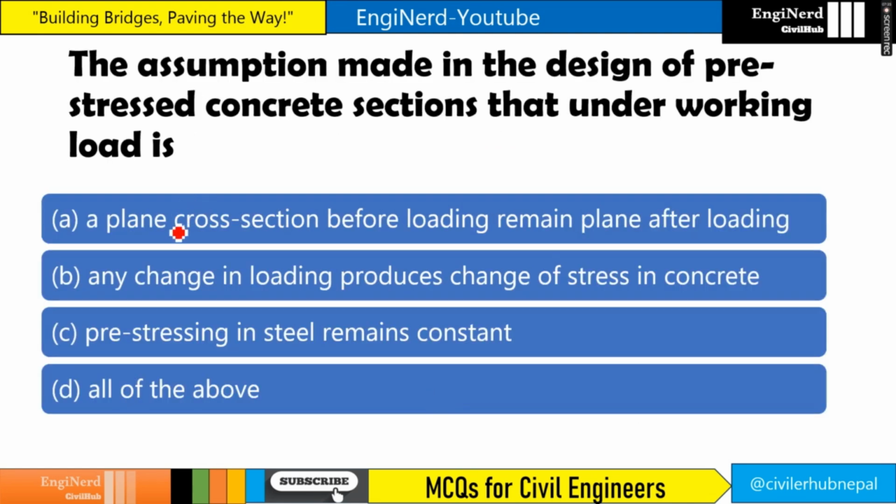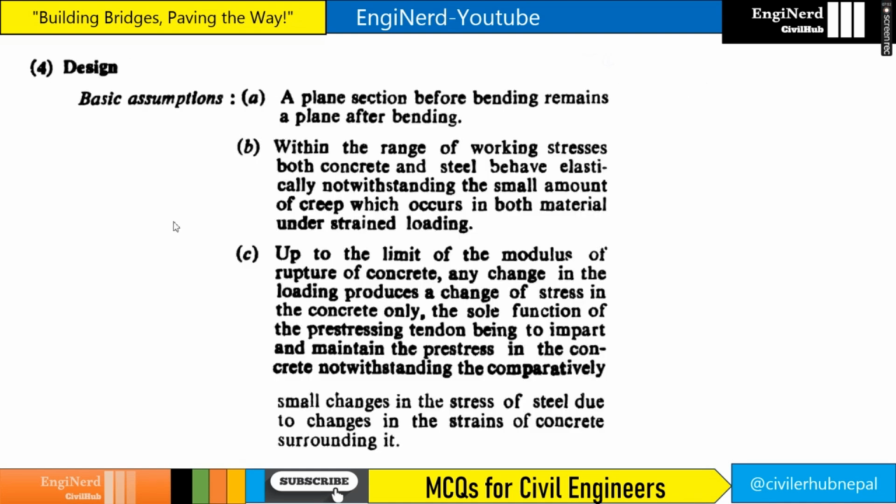The assumptions made in the design of prestressed concrete sections under working load: a plane cross section before loading remains plane after loading, any change in loading produces change of stress in concrete, and prestressing in the steel remains constant, and D, all of the above. So you can see the assumption, a plane section before bending remains plane after bending.